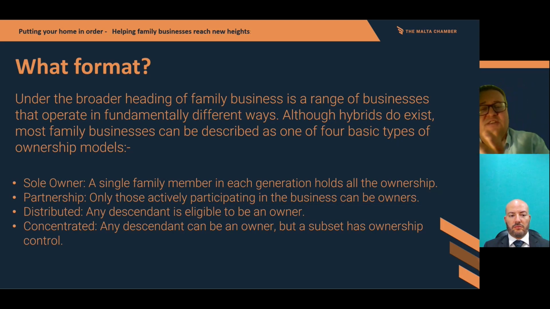And finally, there is the concentrated model, whereby we still many times find that every family member and every descendant is given some form of ownership, but then you have a smaller subset of people, a smaller group, sometimes even one person, whereby these persons, besides ownership, have higher control, normally through voting rights. And so, although under the concentrated model all family members are shareholders, not all shareholders and family members have the same voting rights.